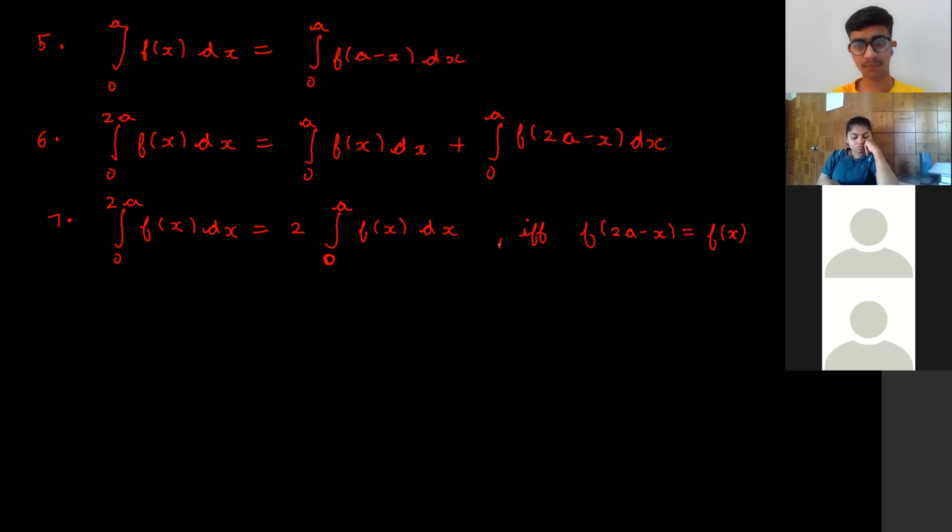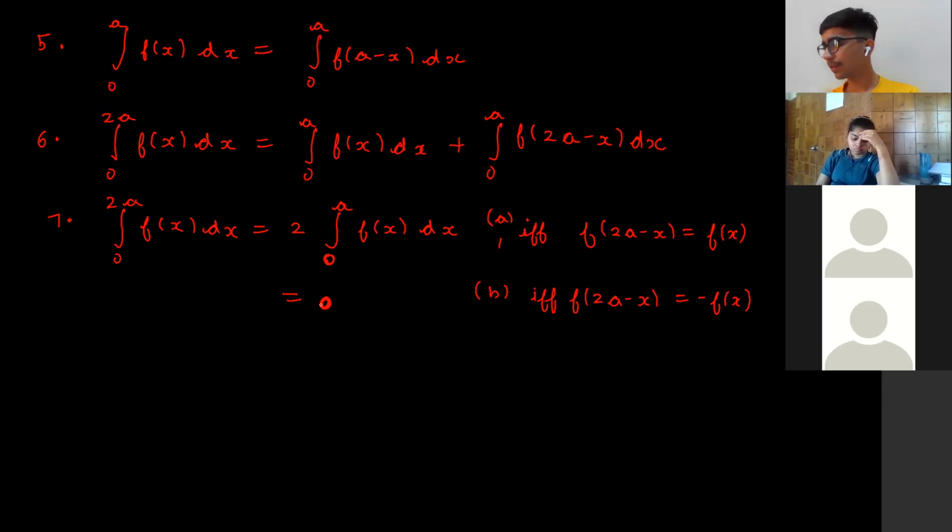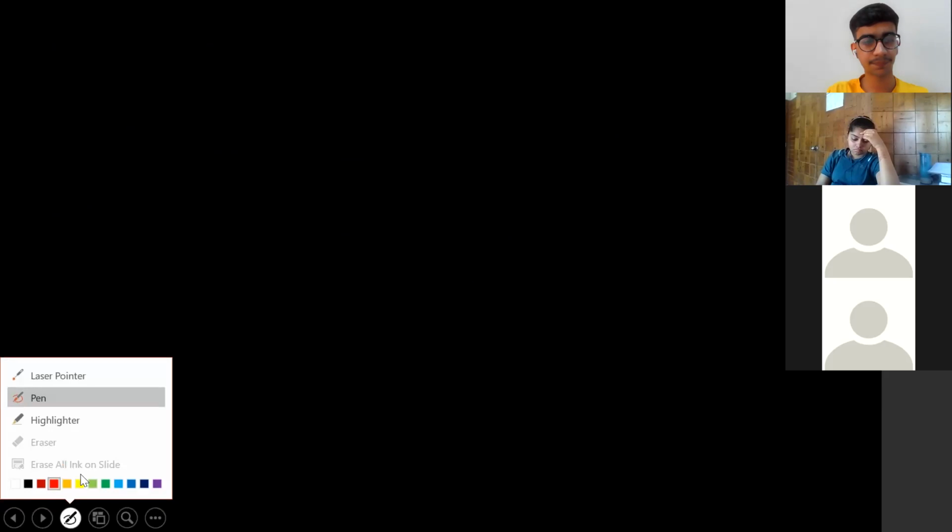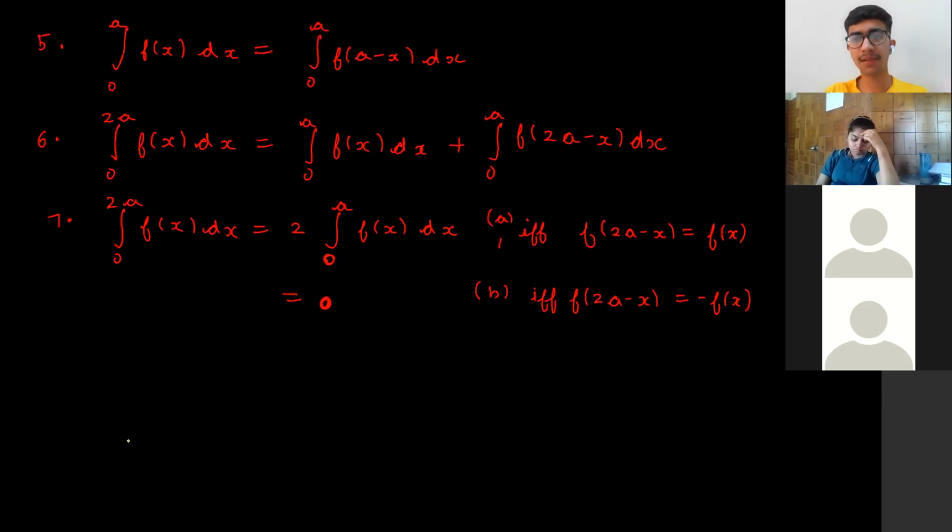And this is the first part. And second part इसका ये भी है कि अगर if f of 2a minus x is equal to minus f of x, then this integral becomes 0. Okay. Let's do some questions based on this. Have you guys written the 3 properties, 5th, 6th, and 7th? Yes, sir.